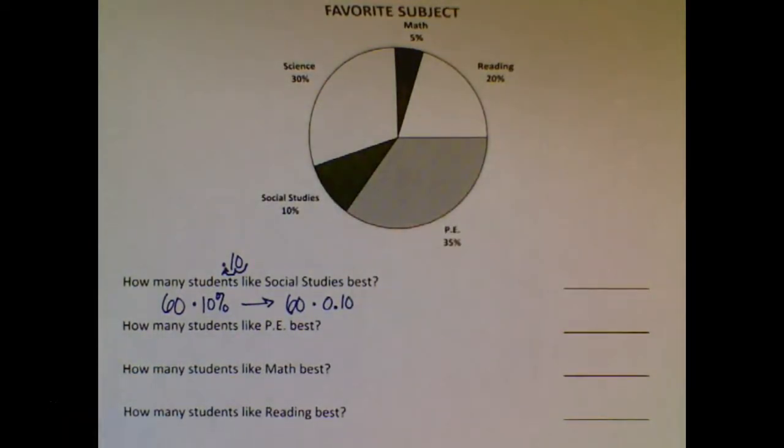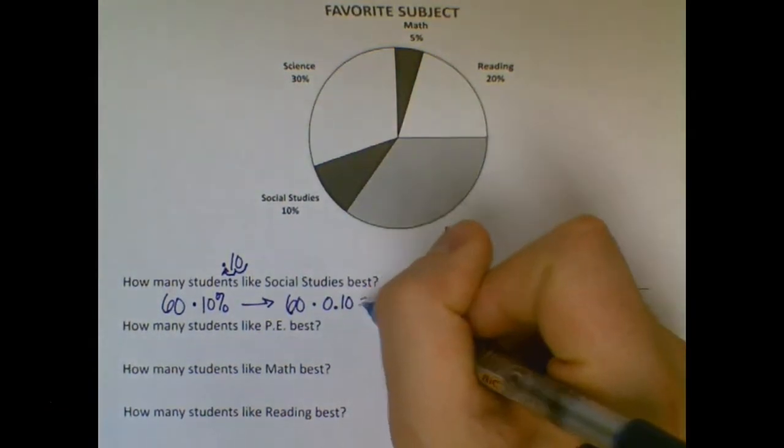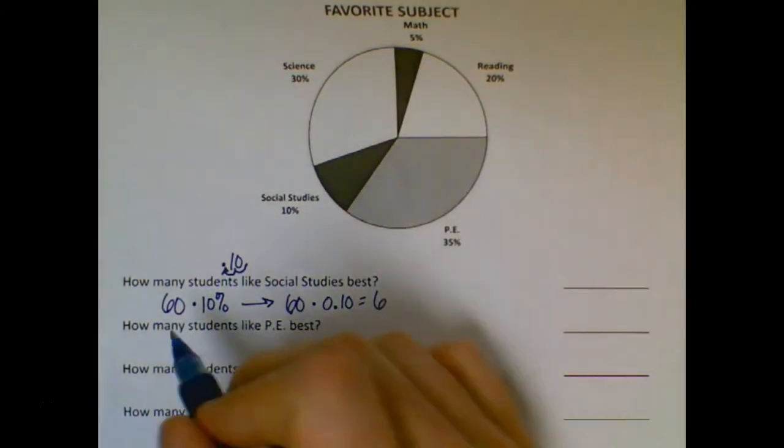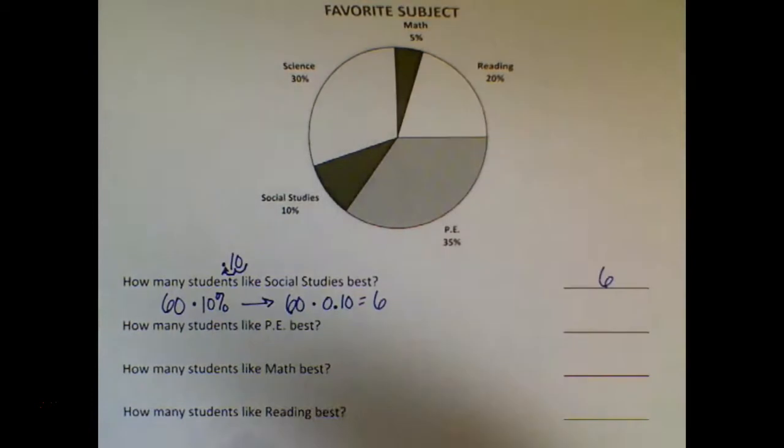But that's what you're going to do. This is what we're going to plug into the calculator. So go ahead and do 60 times 0.1, or 1/10. Put that into the calculator. Remember, this is just 10% as a decimal. When you do that, you find out 6. So our answer, how many students like social studies best? 6 of them. 6 out of those 60 like social studies best.